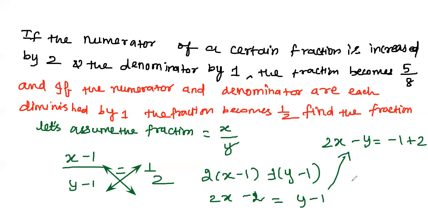Can you follow this? So it is 2x minus y is equal to plus 1. So this is equation 2. Please note it down.